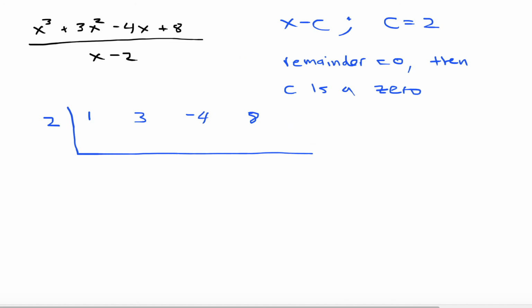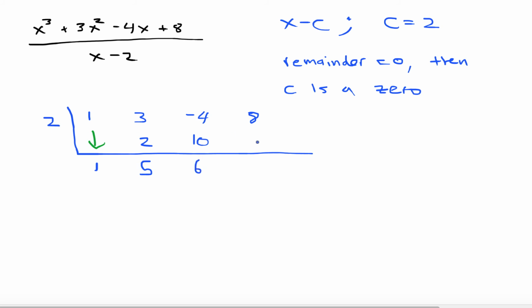Now, we always bring the first term down, always. The first term in this case is a 1, so let's bring that down. And now we multiply and add, and we just repeat this. Make sure you remember that. We multiply the 1 times the 2 here, and then we add: 3 plus 2 is 5, and then just repeat. 5 times 2 is 10, and then we add these together to get 6.